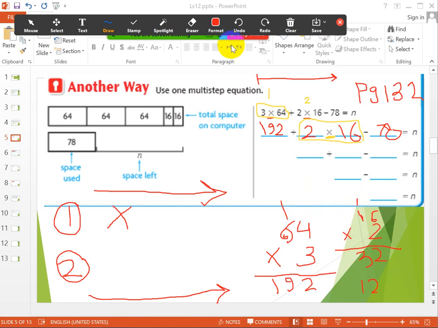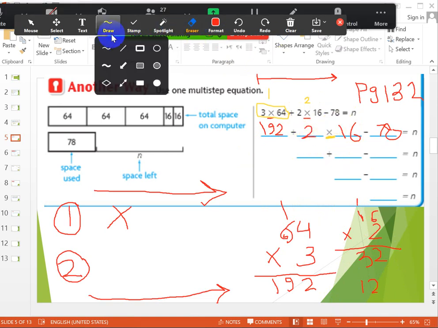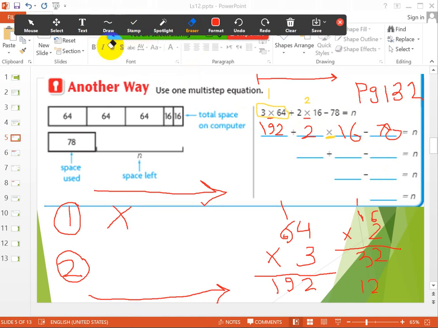So the answer is 32. This is the answer for the next one, the next multiplication. Okay? So the answer for the next multiplication is what? 32. So I will write here the answer for this. So I will write 192, the first answer. Then the second answer for multiplication is 32. And 78 as it is. Okay?